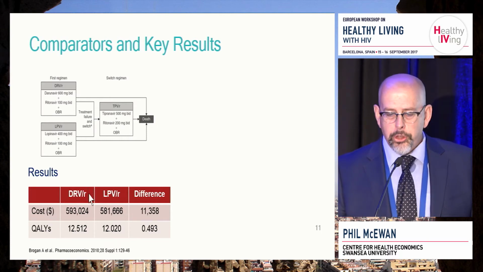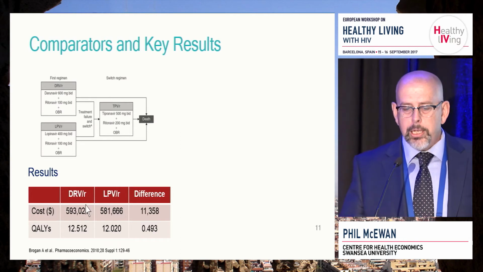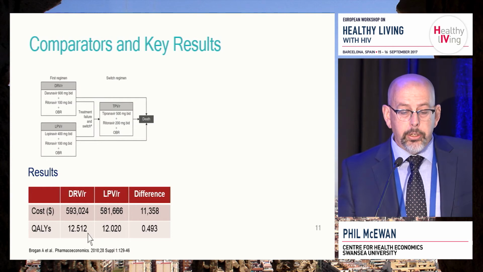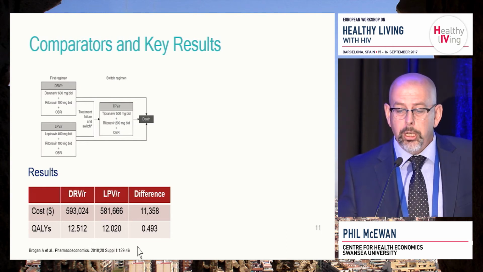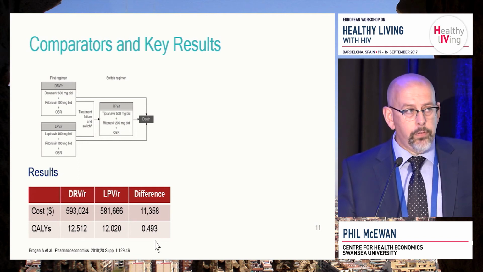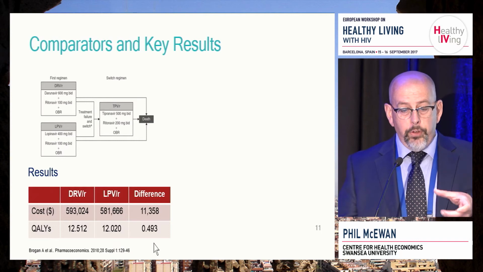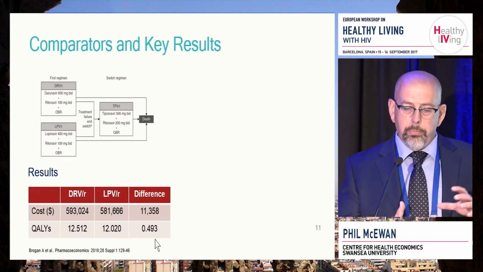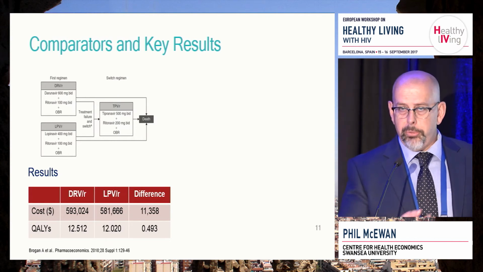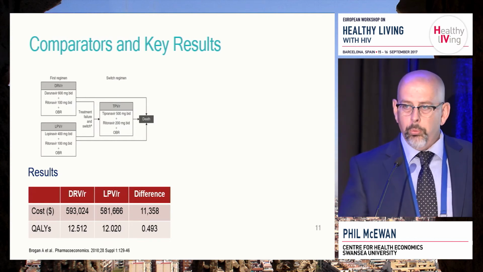So around $600,000, but slightly more cost for darunavir, with slightly greater gains in quality adjusted life years. You can see here the difference around $11,000 buying essentially half a QALY. I guess the first point to make here is in terms of the absolute magnitude of health benefit and costs compared to the hypothetical example with John, Peter and Paul, where you saw huge gains.